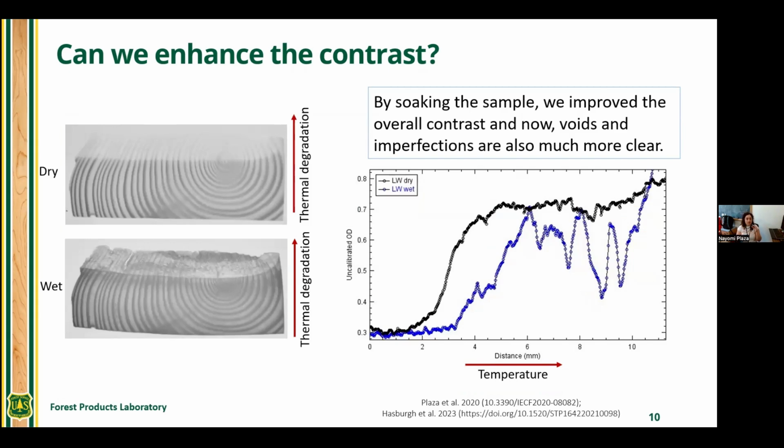One thing that we wanted to see was if we could enhance the contrast by using dry or wet conditions. And here's an example, and you can see the differences in terms of contrast are striking. Wetting the samples definitely helped in terms of attenuation. Your measurements are more clear in terms of the image, but that also meant that voids and imperfections were much more clear as well, which made it a little bit more difficult to do the quantitative analysis as you're going through different latewood and earlywood regions and along the different rings, which is how we can then get these linear profiles.